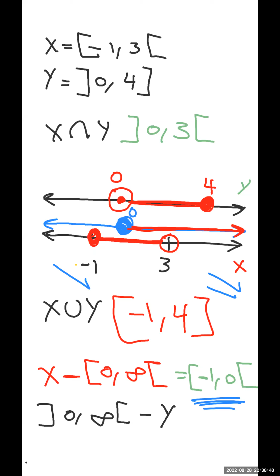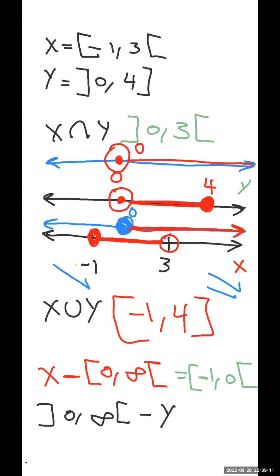The next point is to get the open interval 0 to infinity, minus y. Now I'm going to draw one more additional number line here: 0 and infinity, open from the side of 0. This means open at 0 and shade the whole positive direction. The question is to get the difference between this interval and y.